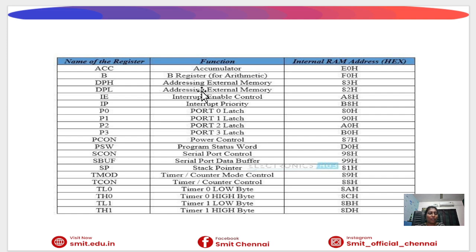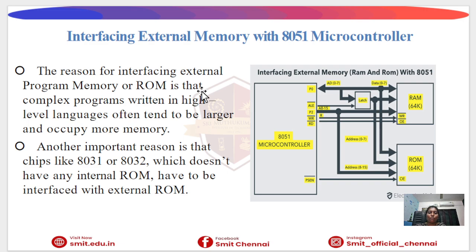TMOD is the timer counter mode control register. The original 8051 has 128 bytes of internal RAM. This RAM is used to store variables, temporary data, stack, and flags. This memory is volatile, meaning data is lost when the power is off.